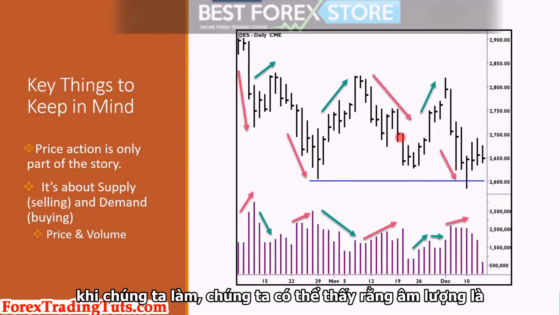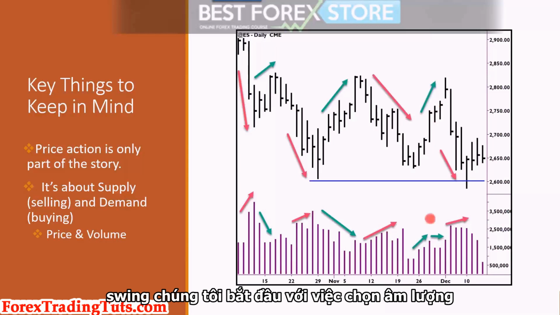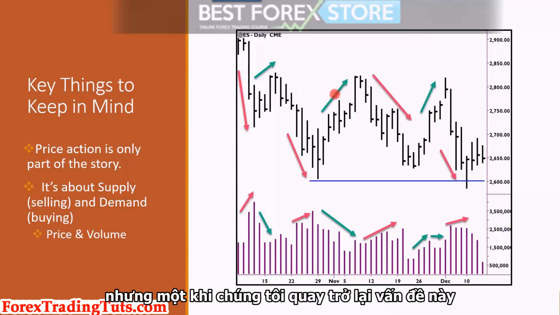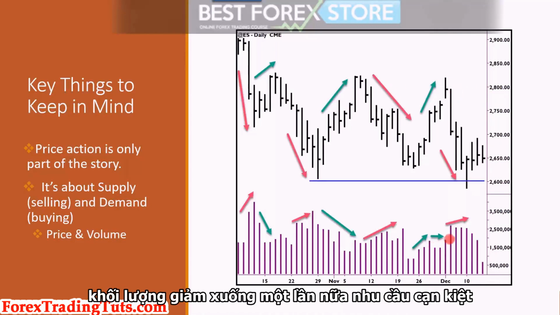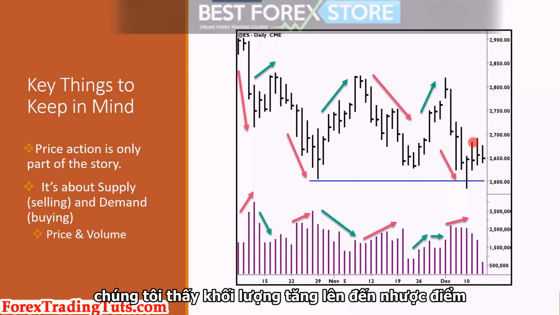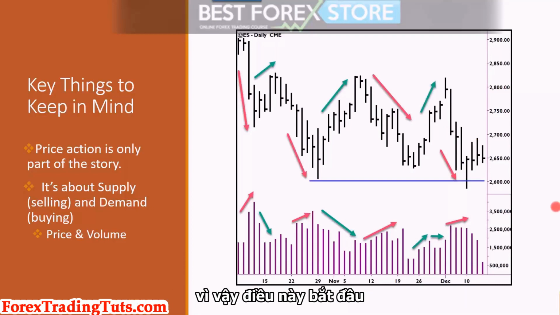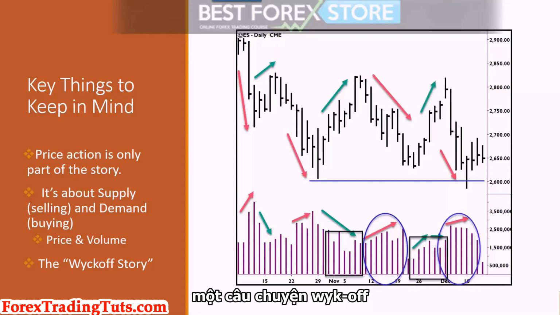When we do, we can see that volume is increasing again to the downside as we come down. And it starts off, on this swing, we start off with volume picking up. But once we get back up into this area, the 2800 area or so, volume drops off again. Demand dries up. And as we come down again, what do we see? We see volume picking up to the downside.